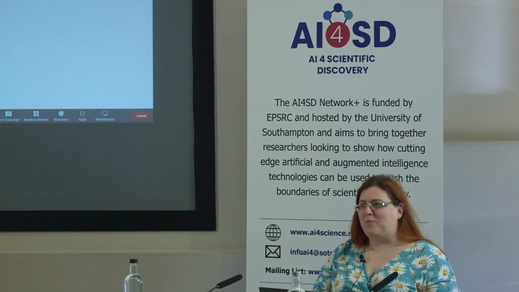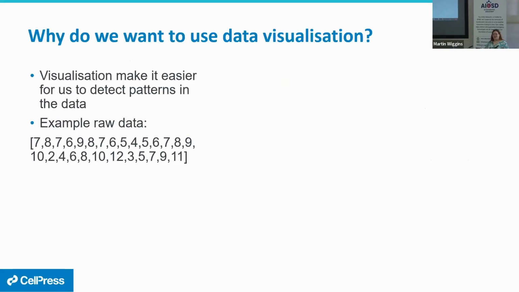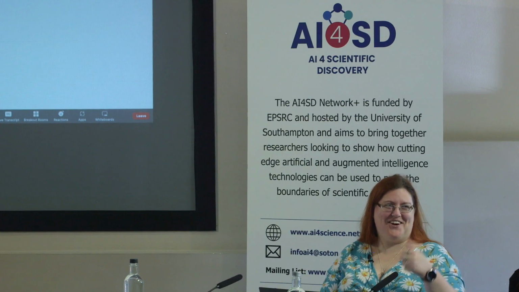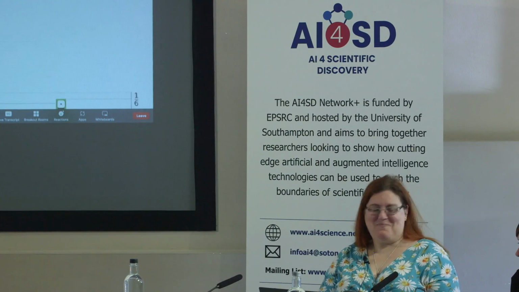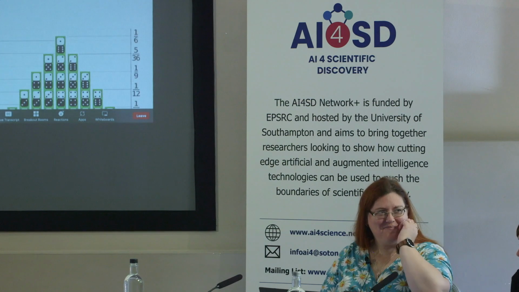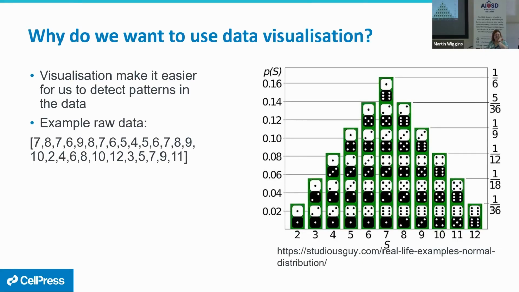Quick pop quiz for people to see if anyone's awake this morning. Given that example raw data set, does anyone want to hazard a guess as to what it actually is? You've got it. Yep, it's a normal distribution, rolls of 2 dice. Well done. So basically, people were having a look at the raw data and it's a load of numbers. But then when you plot them, it makes it so much easier to detect patterns. There we go. That's why we do it.